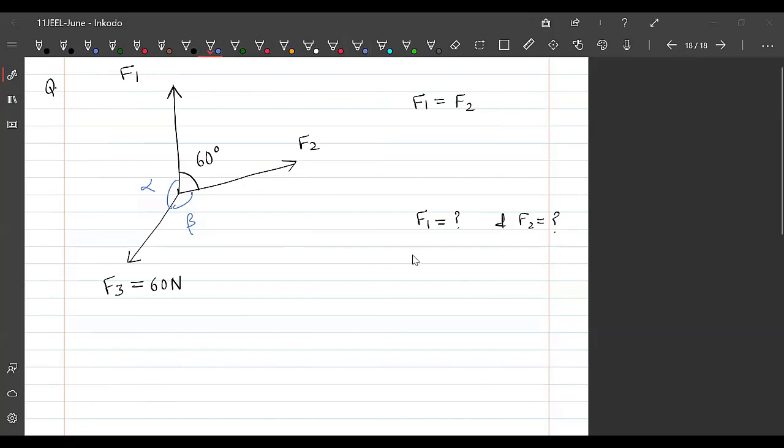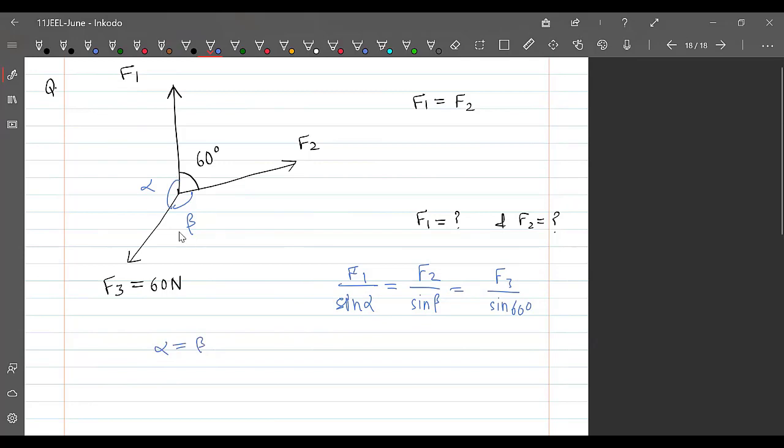So value of F1 and F2 are equal. I can write simply F1 by sine alpha is equal to F2 by sine beta. That is equal to F3 by sine 60. So since F1 F2 are equal, so alpha will be equal to beta. If alpha is equal to beta, then both angles will become 360 minus 60, because total should be equal to 360. So both angles is 150 degree. And you can calculate it.